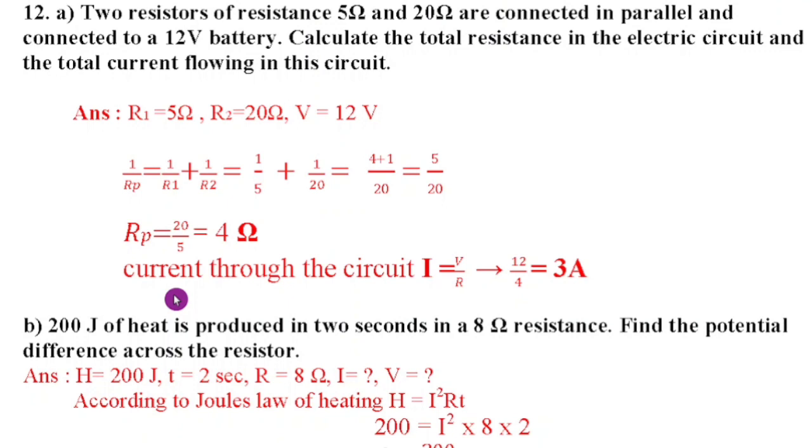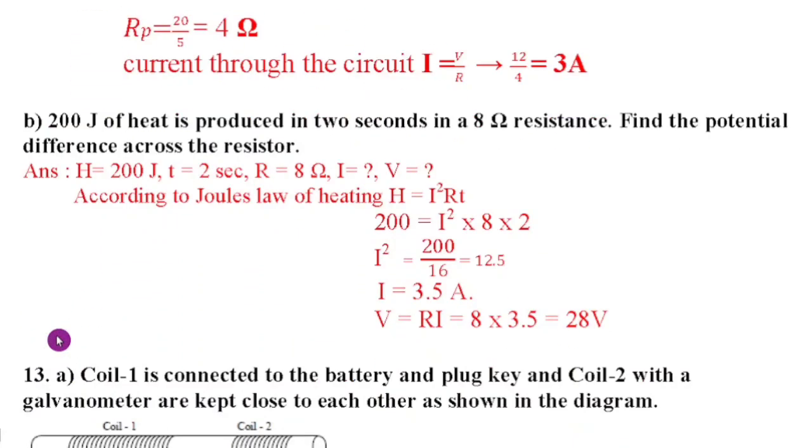The current flowing in the circuit, I, is equal to V by R, because we know Ohm's law: V is equal to IR. So I is equal to V by R, which is 12 by 4. 4 3s are 12. Therefore the total current flowing in the circuit is 3 amps.